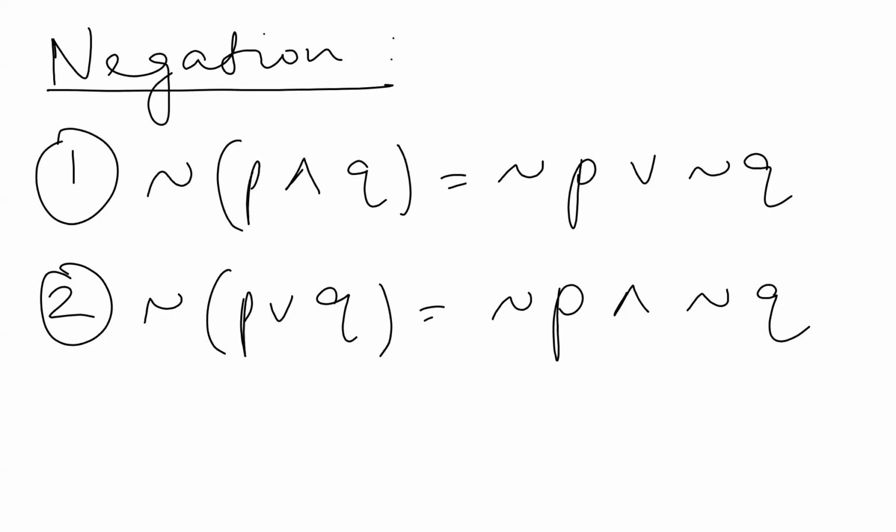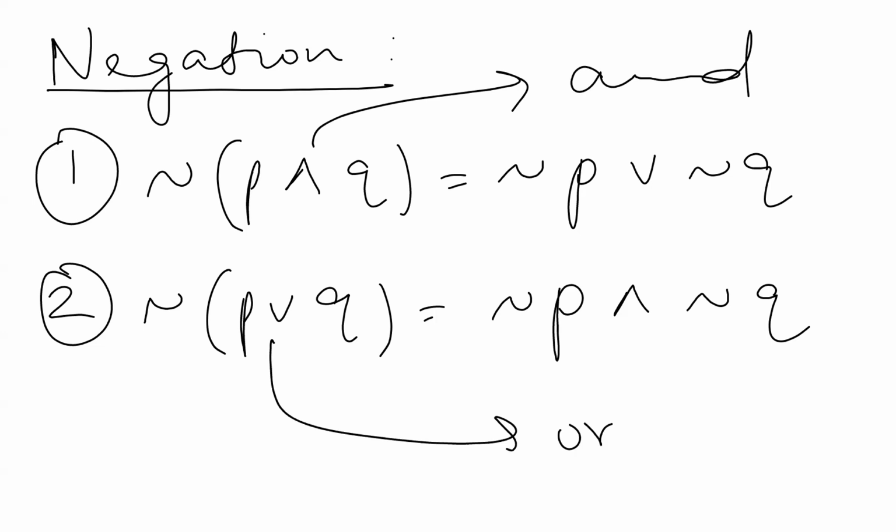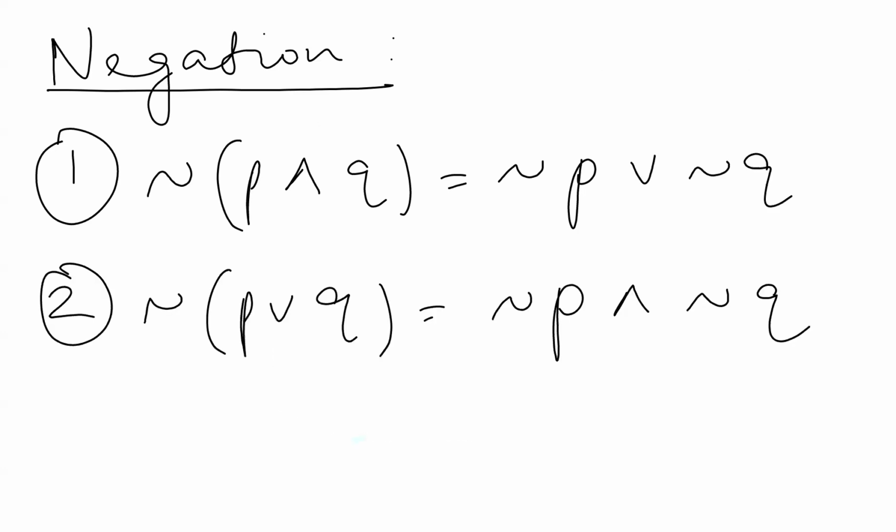Recording in progress. We are starting with the topic of negation. So this is and, and this is or. Negation of and, negation of or, I have written. Negation goes to both.